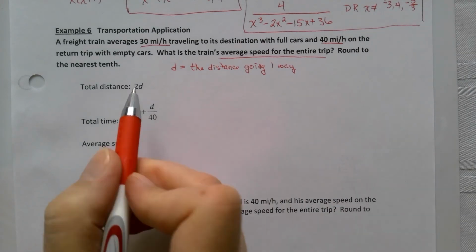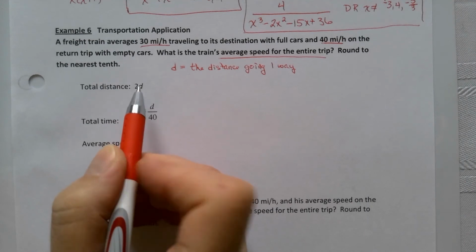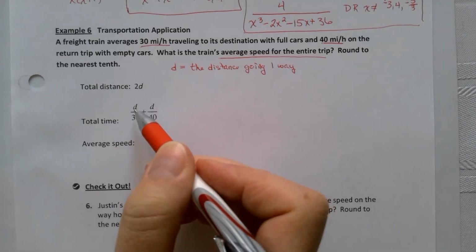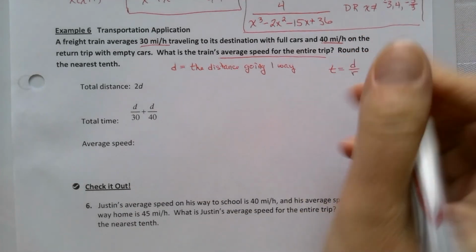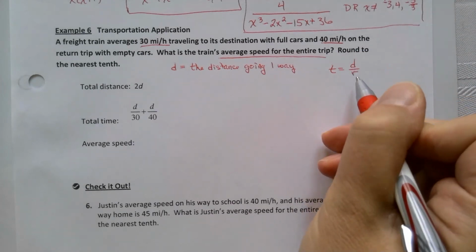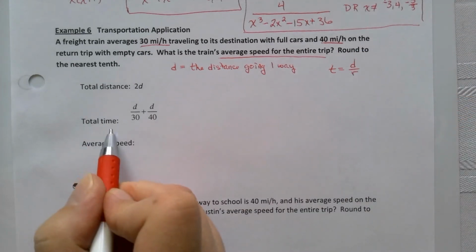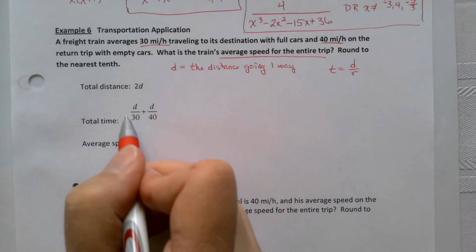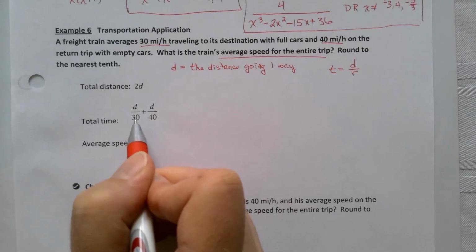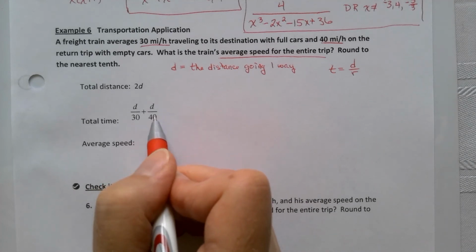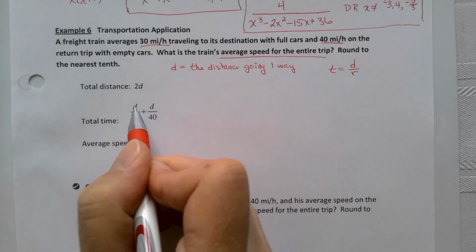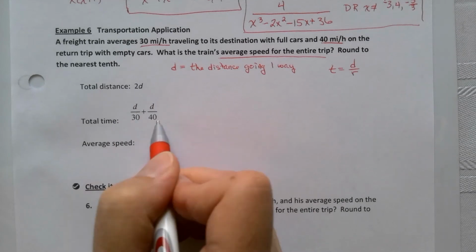So the total distance on the trip is 2D, okay? The total time spent would be, and you have to remember this, T, time, is equal to D over R. So the time is equal to the distance over the rate. When it says total time, we have to think about this. The time going there would be the distance, how many miles we go, divided by the rate of 30 miles per hour, okay? And then the time coming home with empty cars is the same distance, but we're dividing by 40 miles per hour. So this is my total time, okay? Distance, total distance divided by total speed.